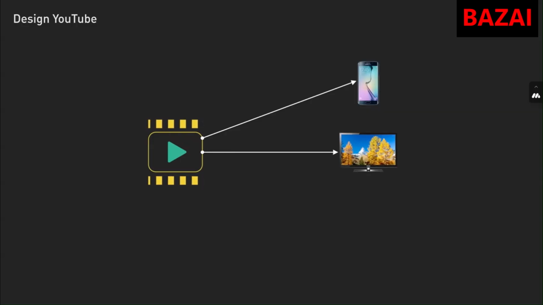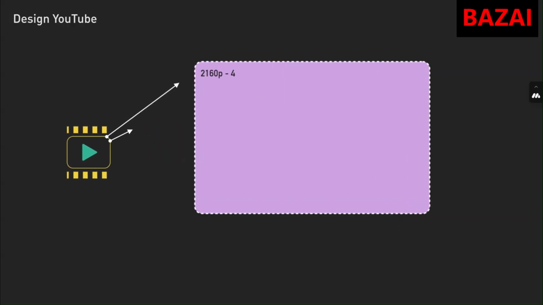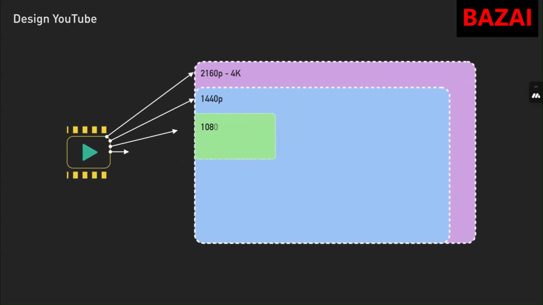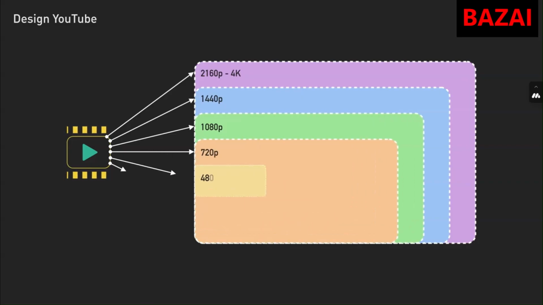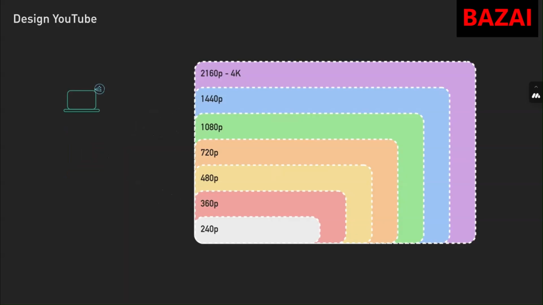The solution is a processing pipeline that converts one video into many versions. We generate multiple resolutions from 2160p down to 240p. We need so many because network conditions and device speeds vary widely. Someone on fiber with a fast device needs 4K. Someone on 3G with an ancient phone needs 240p.